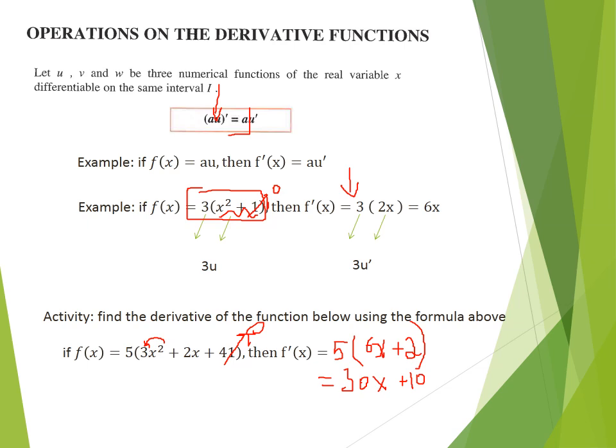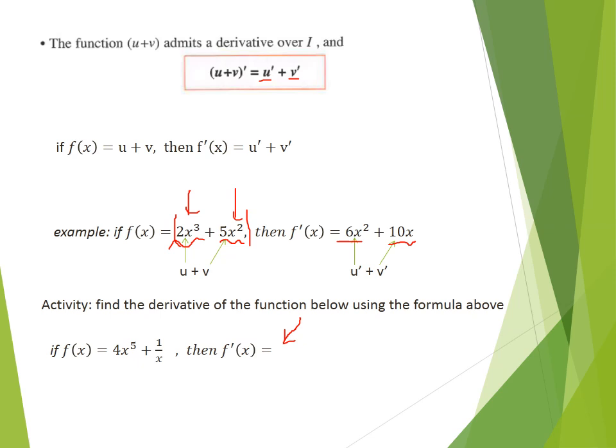Let us continue. Now we have u plus v prime. We separate the prime for each one alone, so u prime alone and v prime alone. It's an easy example. We have 2x cubed plus 5x squared. What do I do in this case? I do the derivative of the first one alone and the derivative of the second one alone.